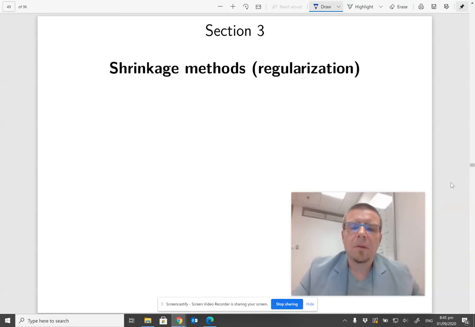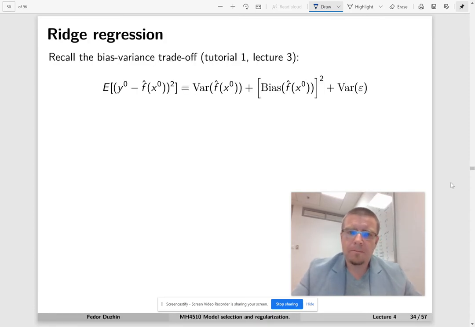All right, so now we are going to introduce regularization. Right? So what is regularization? So recall that we already saw this bias-variance trade-off, right?